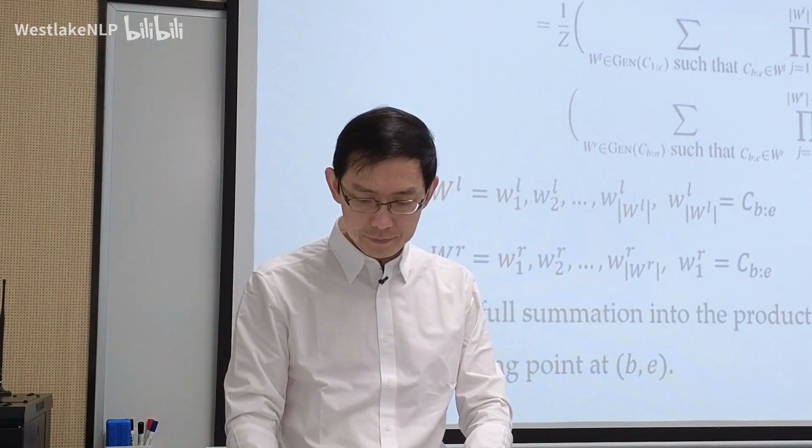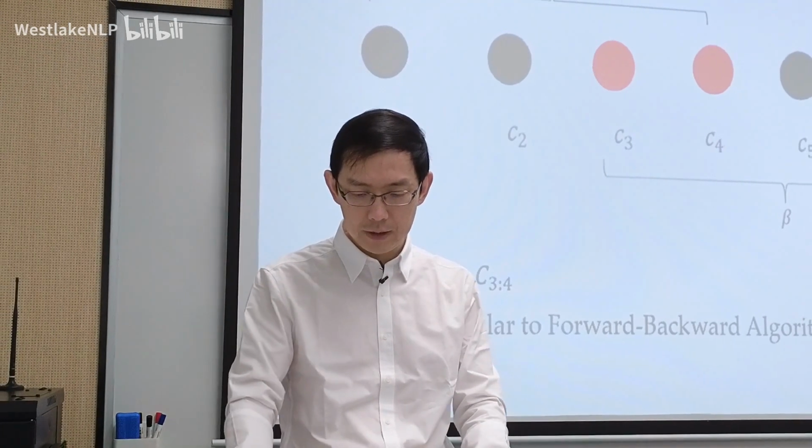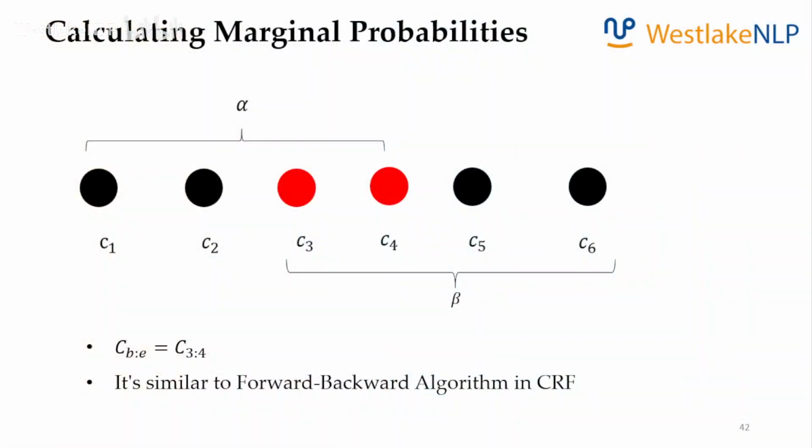Now, next slide shows you the picture illustration of this equation. So suppose that CBE is C34, and 34, the two characters, are a word, right? So you split the whole thing into a forward term and a backward term. The forward term is called alpha, the backward term is called beta. Now each one can be calculated incrementally.